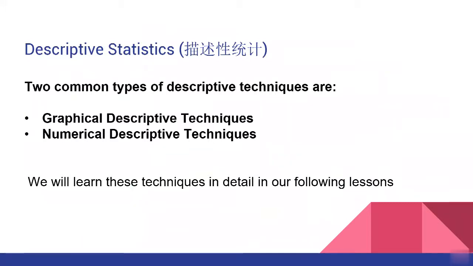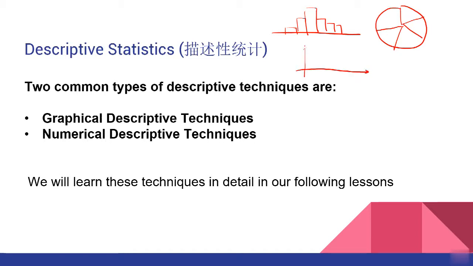So there are two common types of descriptive techniques. One type is called graphical descriptive techniques. For example, if we have some data, we can draw a bar chart, right? And we can also draw a pie chart. And sometimes we can draw a scatter plot to illustrate the relationship between two variables, right? These techniques are called graphical descriptive techniques.